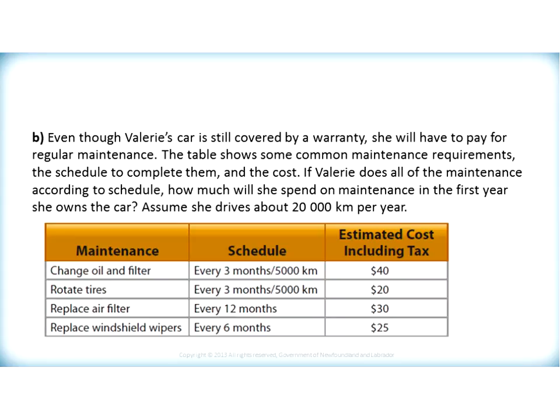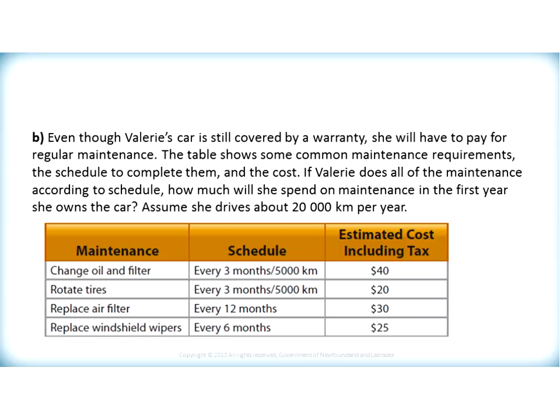So even though Valerie's car is still covered by a warranty, she will have to pay for regular maintenance. The table shows some common maintenance requirements, the schedule to complete them, and the cost. If Valerie does all of the maintenance according to schedule, how much will she spend on maintenance in the first year she owns the car? Assume she drives about 20,000 kilometers per year.